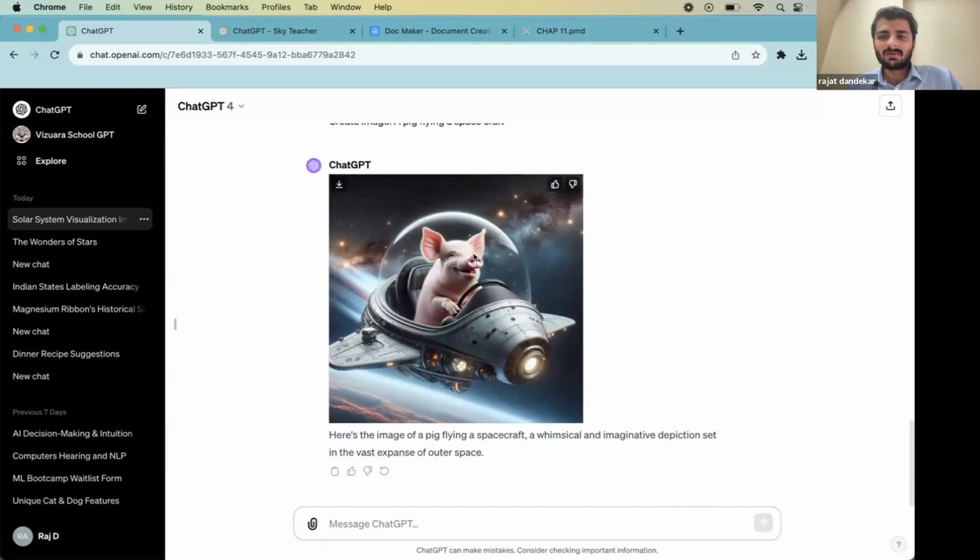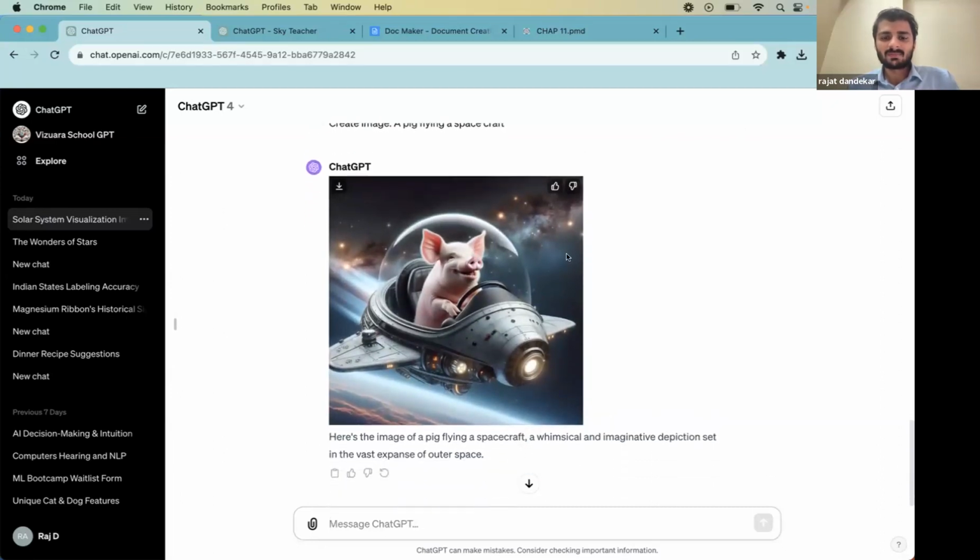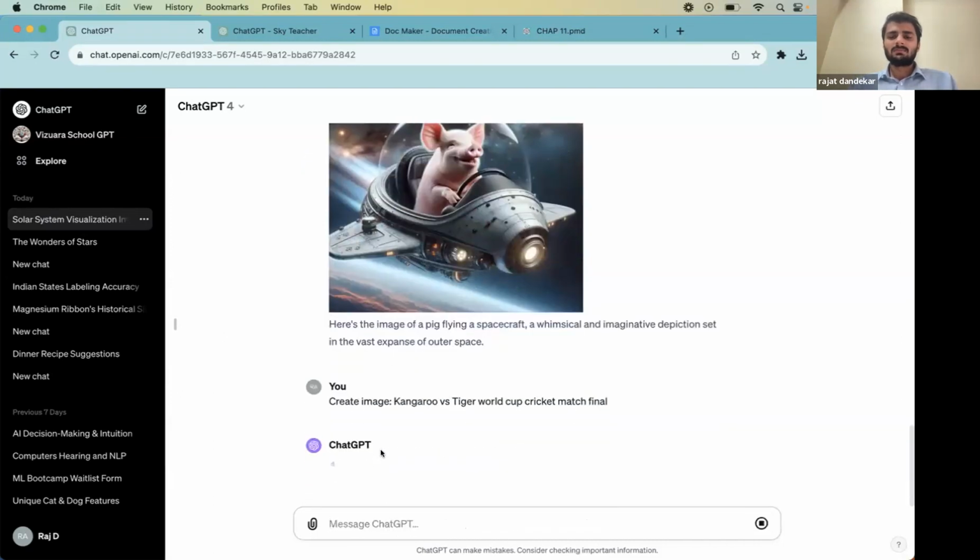Okay, so here we have pig flying in a spacecraft. It's very comical actually, but it's amazing to see how much AI can be accurate. So now kangaroo versus tiger, create image. Kangaroo versus Tiger World Cup cricket match final. Okay. And finally, I'll create duck hiking on Mount Everest. Let's see how that comes up.